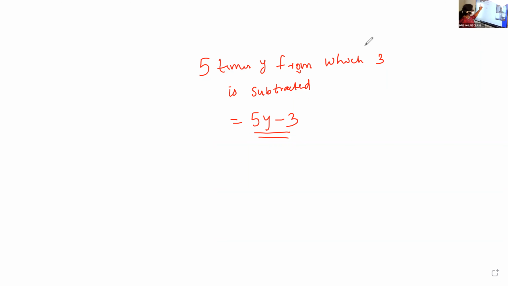So 5y minus 3. No, first we don't write the 3; there is no y here. The statement is 5 times y from which 3 is subtracted. From something, 3 is subtracted. So what is that something? 5 times y. From 5 times y, 3 is subtracted. So 5y minus 3. Okay? Yes, ma'am. Now what is the next question?